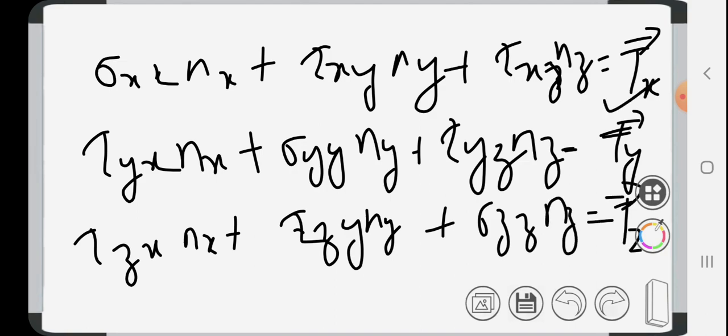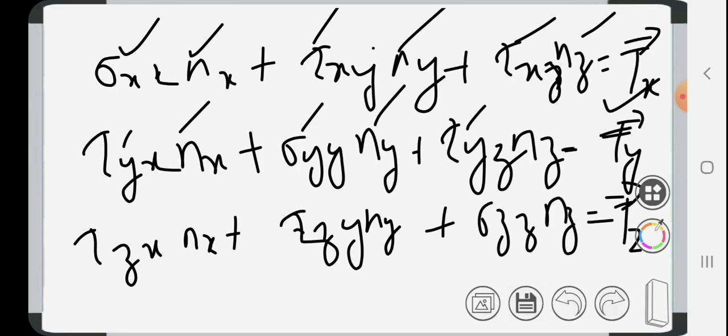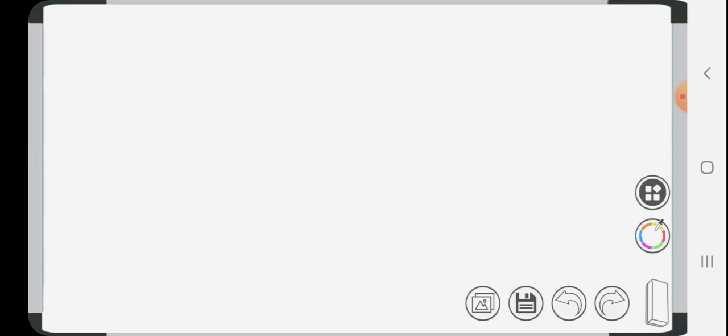All these values are known, right? So you will get the component of the stress vector in the x direction, the component in the y direction, and the component in the z direction for that particular plane. I will write those equations once more with values.